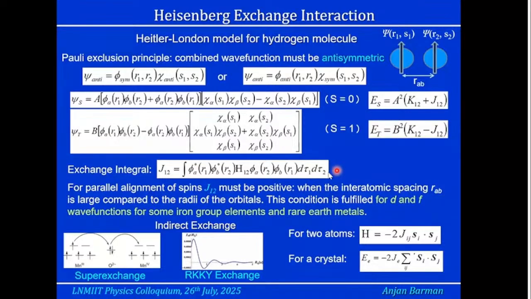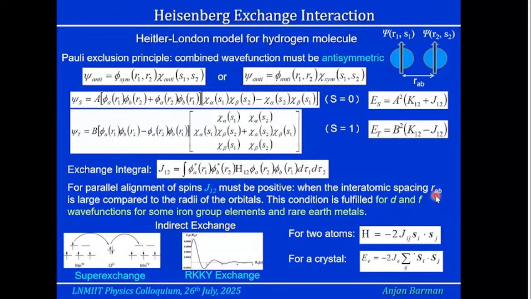And for spin, you have to not only exchange the position, but also flip their spin direction from up to down and down to up. So for parallel alignment, J12 is positive, and for anti-parallel alignment, J12 is negative.